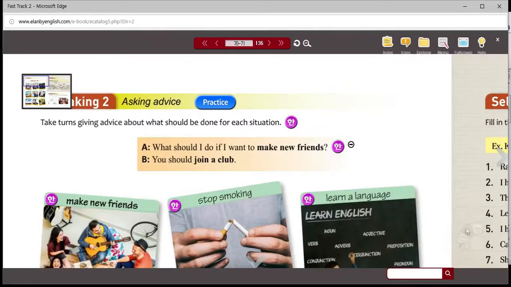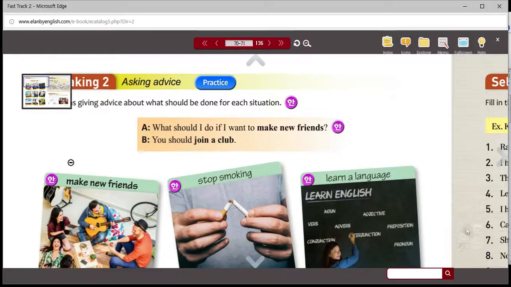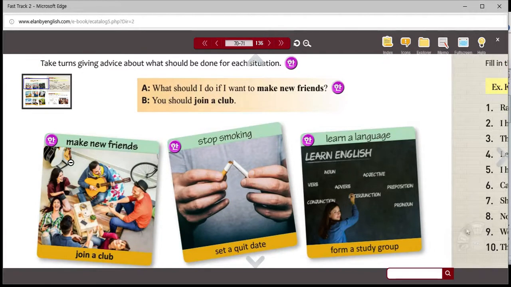Okay, page 70 at the top. We're going to do our second speaking activity, much like speaking task 1, you are just going to have a substitution drill. Okay? So in each of these situations, you're going to ask your partner or answer your partner's questions. So one person is going to ask for advice. What should I do? Right, so that's a great advice question. What should I do? I don't know what to do. Please help me. What should I do?